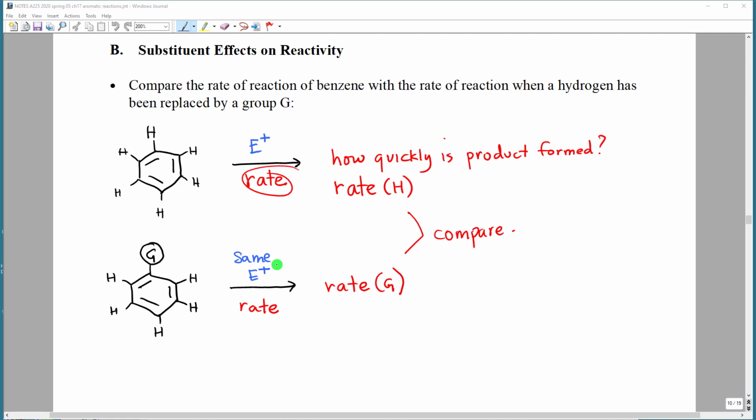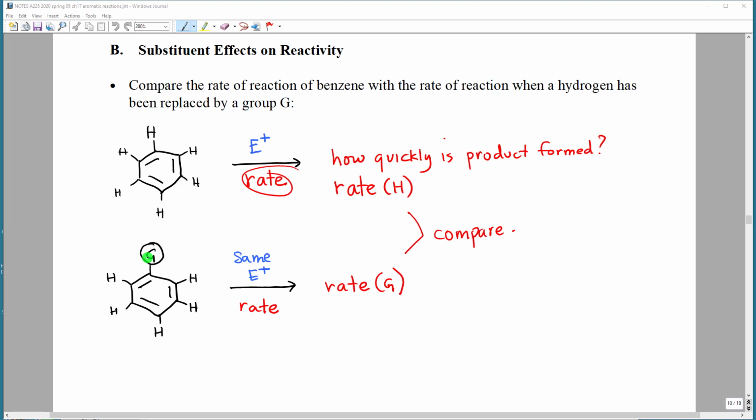The next thing we want to look at is, how do substituents affect the reactivity of the benzene ring? What we can do is we can take a benzene, react it with a given electrophile, and then measure how quickly the product is formed. We would call that the rate of the reaction. Because this is a reaction with only hydrogens, we might write rate, parentheses, hydrogen. What we could then do is replace one of the hydrogens with some type of different group.